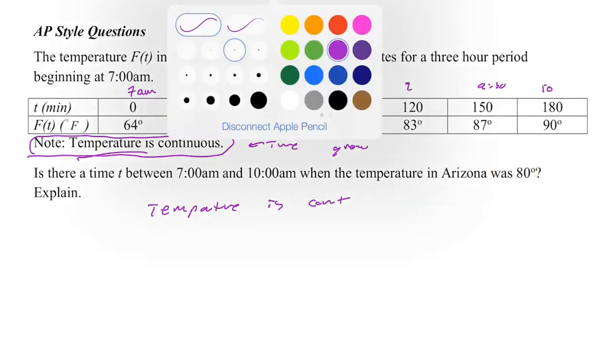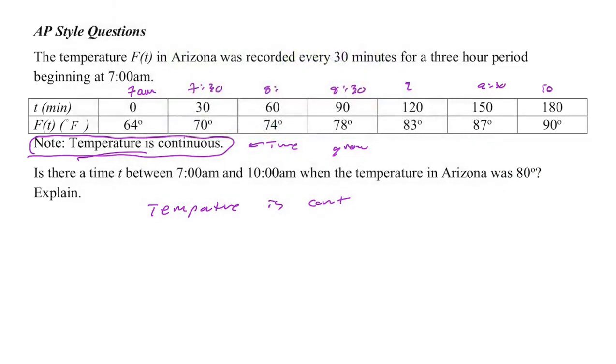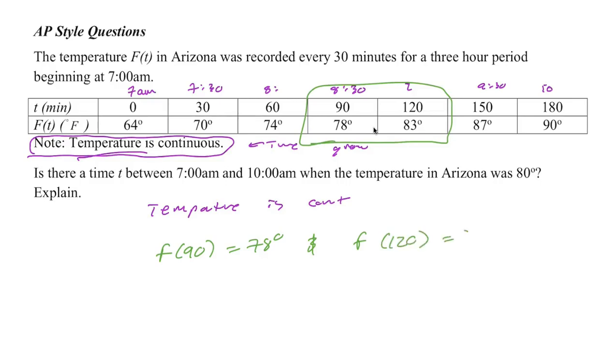So in this case, if we look right here, we have at 8:30, it was 78 degrees, and then at 9, it was 83 degrees. So there we must have got past 80 at some point. So that's what we're going to say: at f of 90, it was 78 degrees, and at f of 120, it was 83 degrees. So same thing we did before.